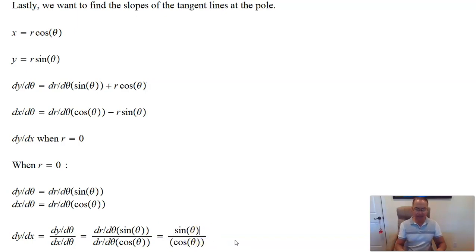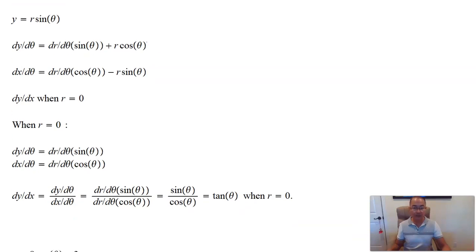So you simply get sine theta over, wait a minute, what is sine theta over cosine theta? That's just the same as tangent theta. Tangent theta when r is 0. Okay, so that is a very important phrase for the end of that equation, because we're solving for these derivatives when r is 0. So to emphasize, we want the value of tangent theta when r is 0. Okay. So when was r 0 again?